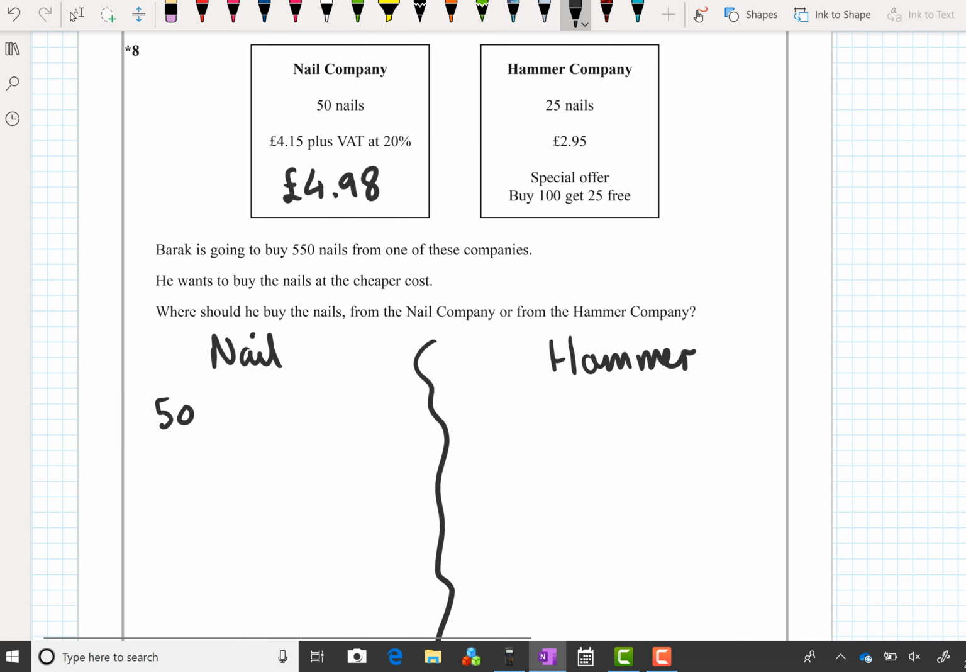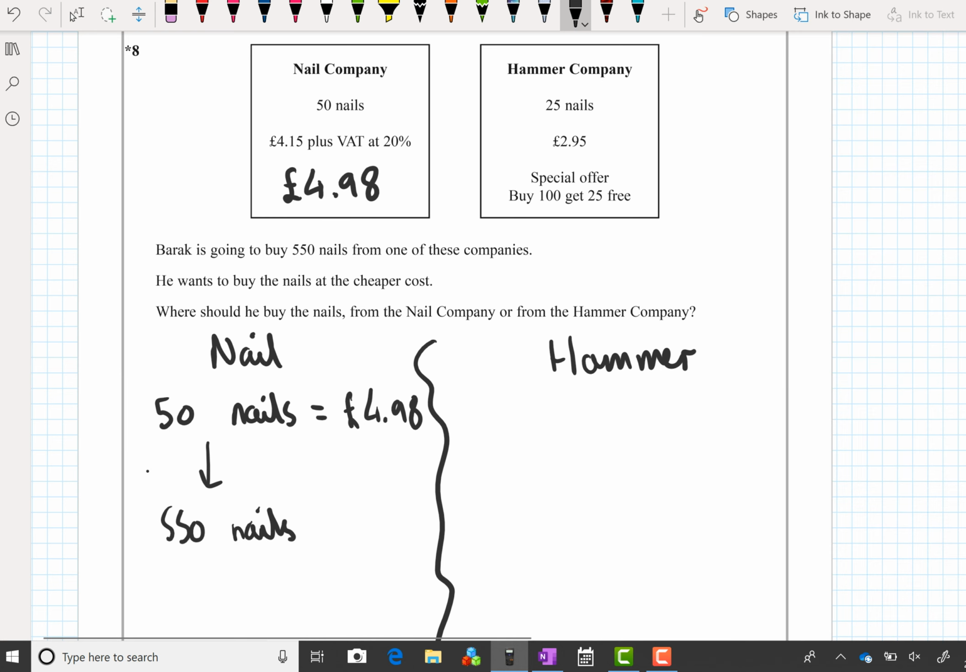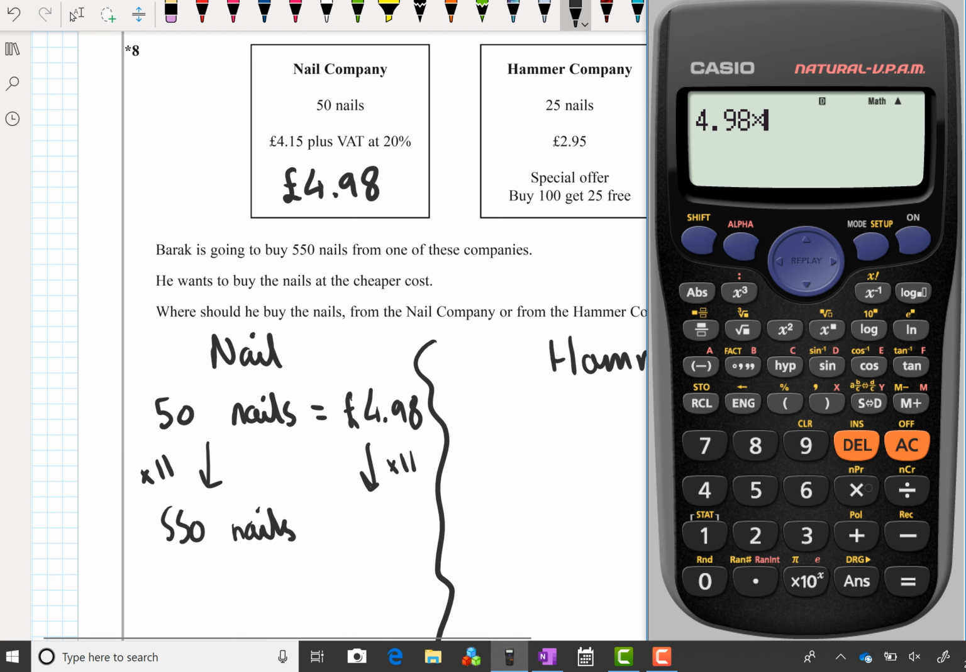50 nails equals £4.98, right? We want to get 550 nails. So we've got to find out what to times 50 by. I'm going to guess it's 11, but what do I know? Oh, it's 11. 11 lots of 50. Do exactly the same to the other side. £4.98 times 11 is £54.78p.